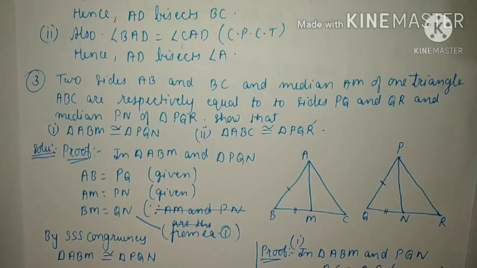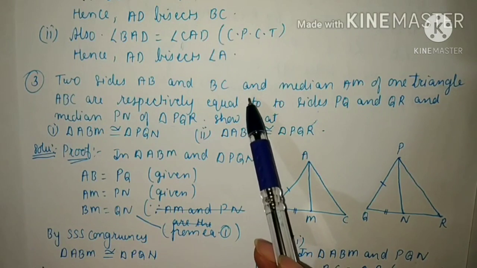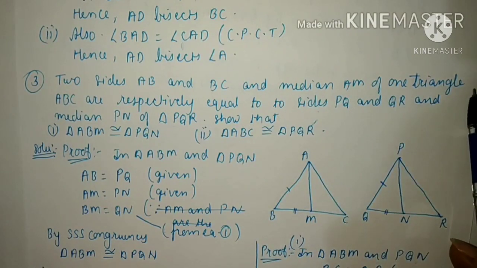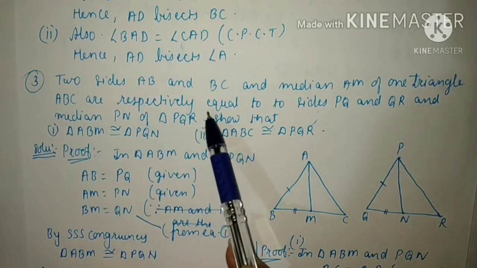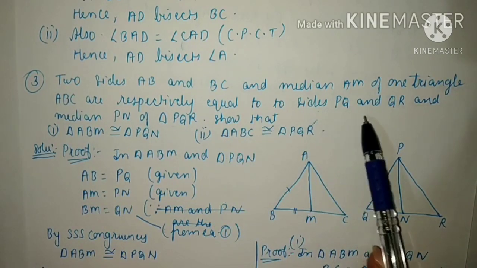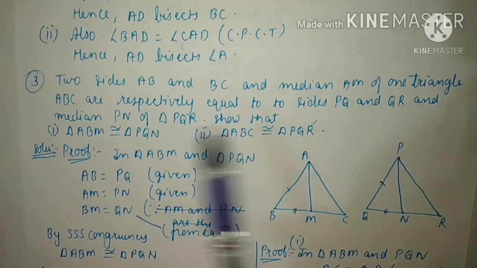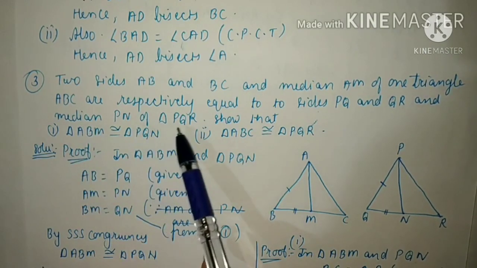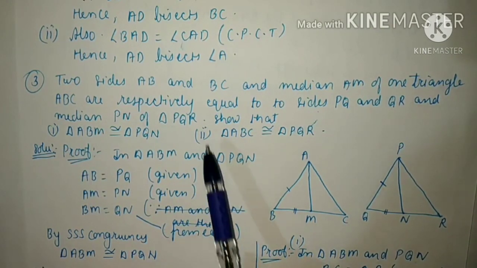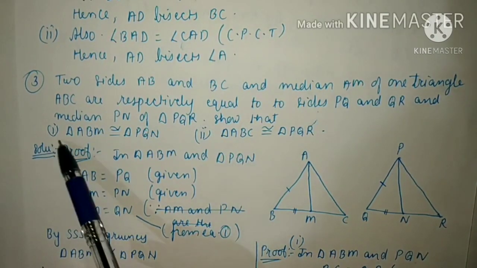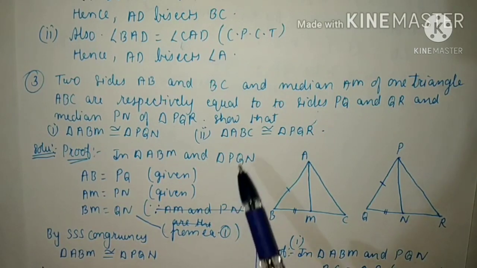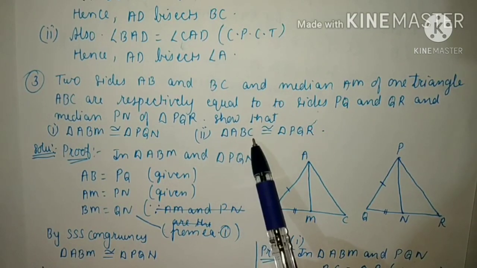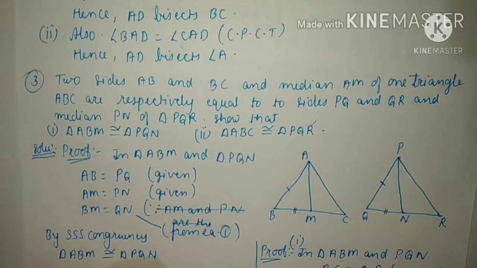Now see the third question. Two sides AB and BC and median AM of one triangle ABC are respectively equal to the sides PQ and QR and median PN of triangle PQR. Then show that triangle ABM is congruent to triangle PQN, and second part, triangle ABC is congruent to triangle PQR.